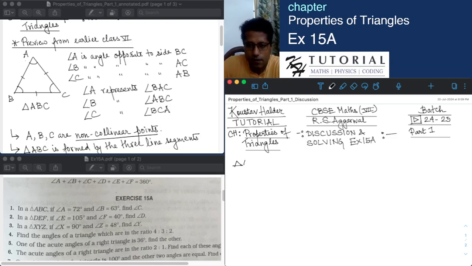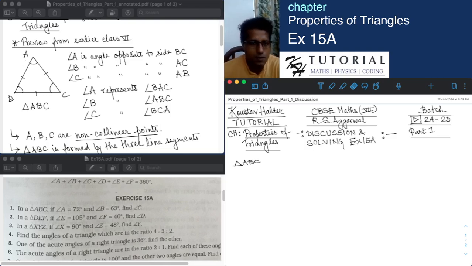So if we write the triangle symbol followed by ABC, this means the triangle ABC. In the figure on the left hand side, you see a triangle ABC. A triangle has three vertices A, B, and C, and it has three sides. The sides are AB, BC, and CA.